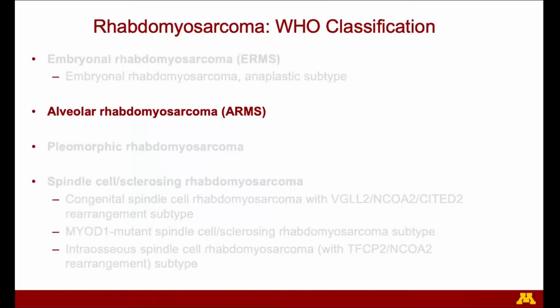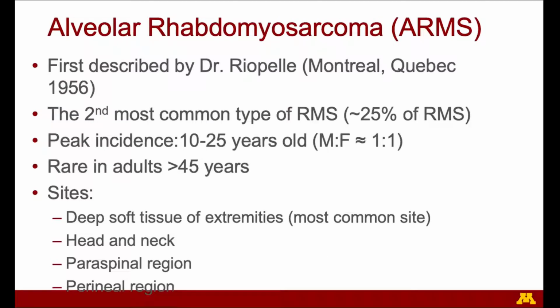As I said, overall, embryonal rhabdos do not have terrible outcomes and do significantly better than alveolar rhabdomyosarcomas. Talking of alveolar rhabdomyosarcomas, this is the second group of WHO classification of rhabdomyosarcomas. It was first described by Dr. Riopol in Montreal, approximately 60 years after the embryonal rhabdomyosarcoma's description. It is the second most common type of rhabdomyosarcomas, consisting 25% of all rhabdos.